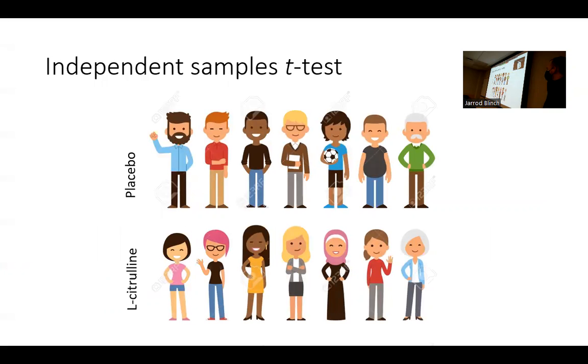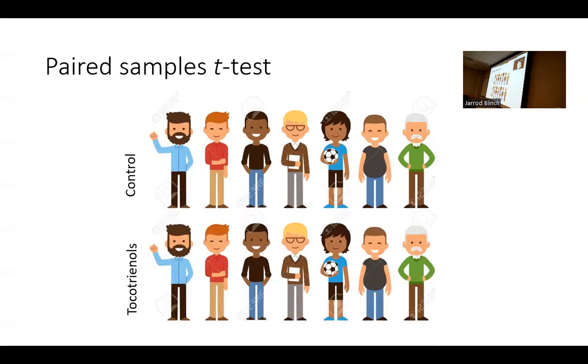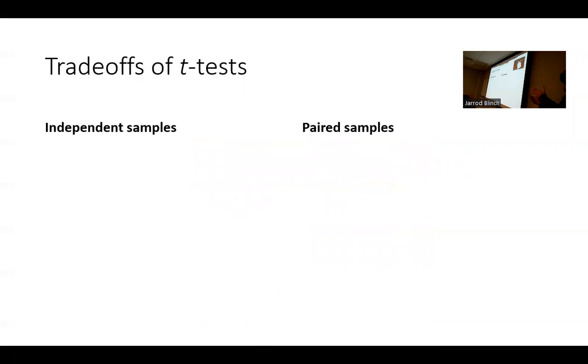So independent samples, just to really force this home, two groups, different people in different conditions. Here, it's the same people who do everything twice, or they go through two conditions. So there are trade-offs to these two techniques, and sometimes you have the luxury of choosing which one to use.